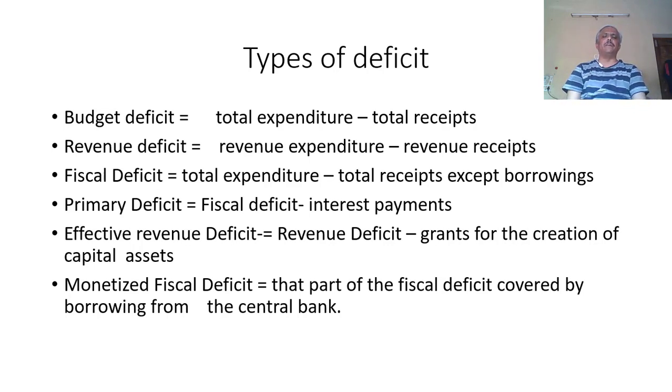Then revenue deficit is revenue expenditure minus revenue receipts. Then fiscal deficit, total expenditure minus total receipts except borrowings. Primary deficit, fiscal deficit minus interest payments. Effective revenue deficit, revenue deficit minus grants for the creation of new capital assets. Monetized fiscal deficit, that part of fiscal deficit covered by borrowing from the central bank of the country. These are the different forms of deficit which are identified.